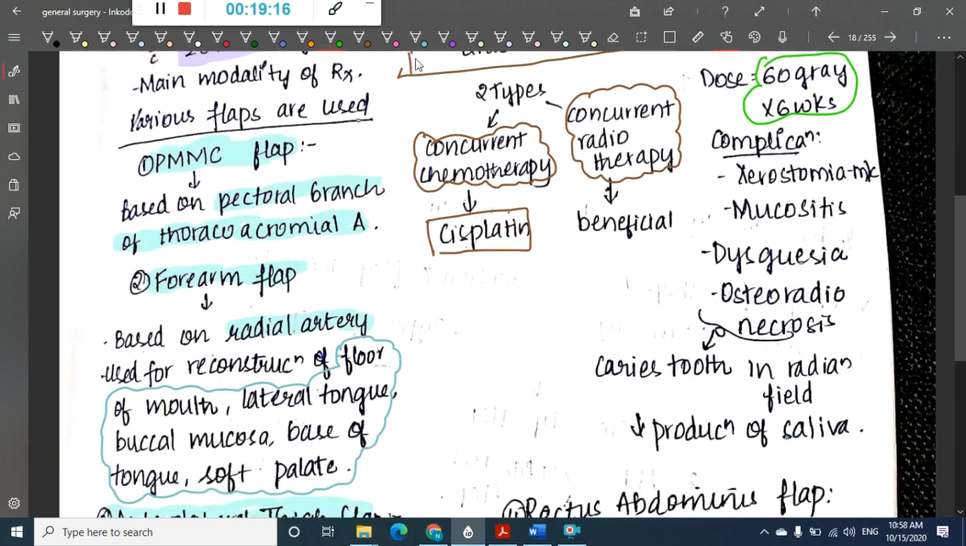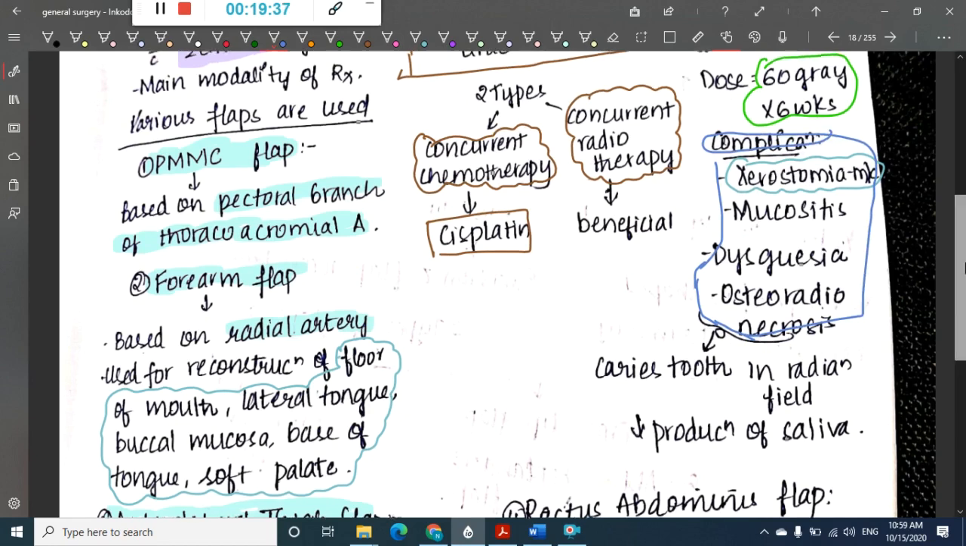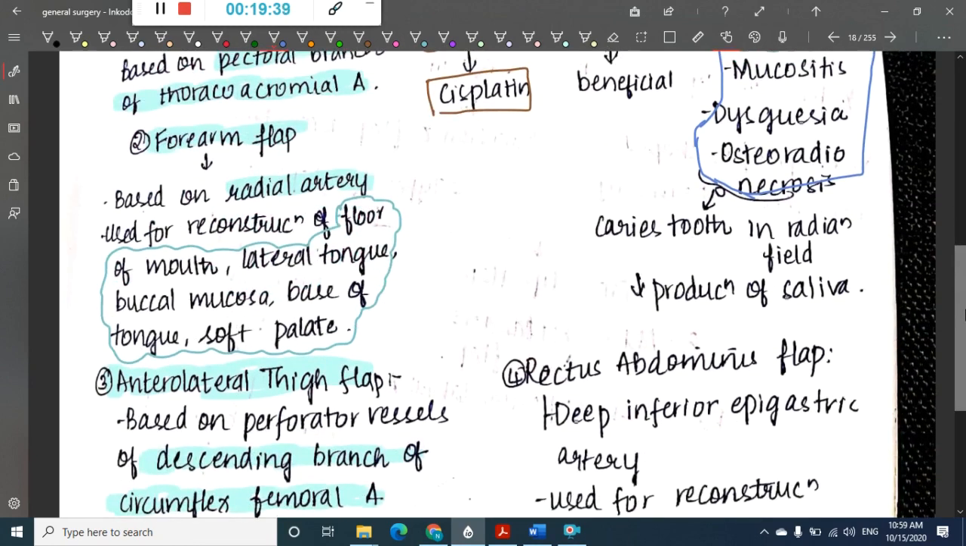What are the complications? The most common complication of radiotherapy is xerostomia. It can also cause other complications like mucositis, dysgeusia, and osteoradionecrosis. In osteoradionecrosis, caries tooth is seen in the radiation field.